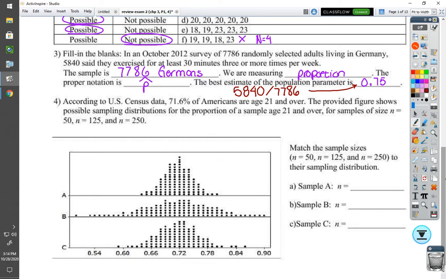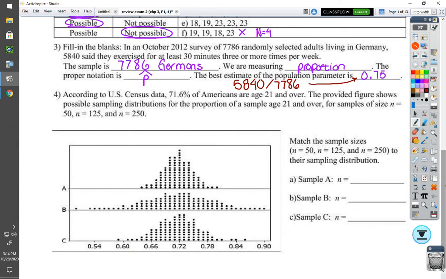Number 4, according to the U.S. Census, 71.6% of Americans are age 21 and over. The provided figure shows the possible sampling distribution for proportion distributions of age 21 and over for sample sizes of 50, 125, and 250. What they want us to do is line up which picture goes with which sample size. Remember, the larger the sample size, the tighter the distribution.